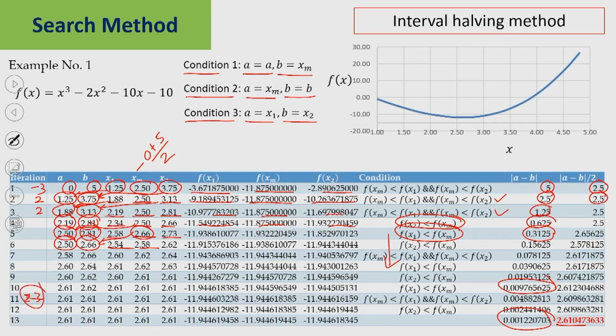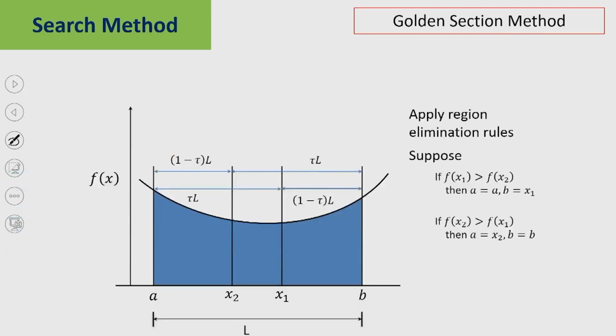As I have said, the efficiency of the algorithm can be compared by using the number of function evaluations you are doing. In this case, if your iteration is up to 11, that means 23 function evaluations you have done here. But anyway, we got the solution 2.6103 or 04. Now, let us see the next method.